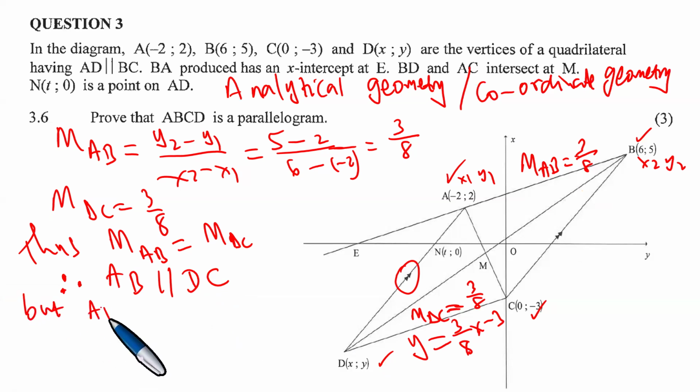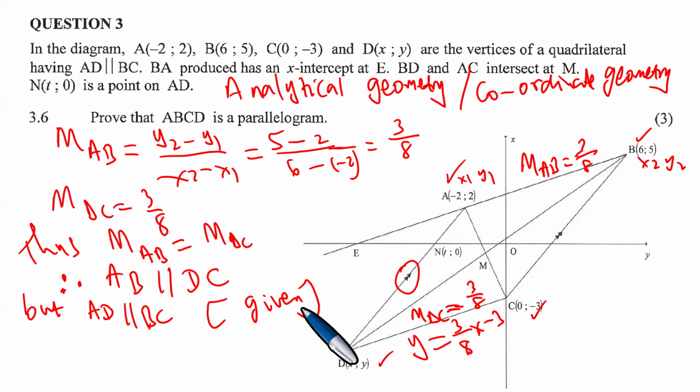But AD is parallel to BC. Okay, but we already know that AD is parallel to DC. Obviously, why are these parallel? Well, AD is parallel to BC. We can even say they're parallel because it was given by the examiner. This was a given fact.